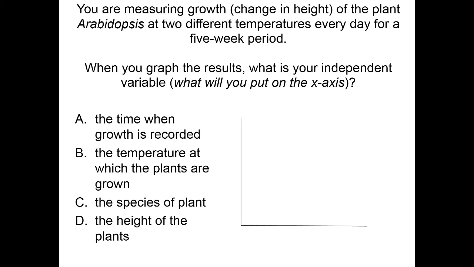So you're measuring growth. Change in height of plant at 2 different temperatures every day for a 5-week period. What will you put on the x-axis? What will you put on the y-axis? Let's start with the easiest one.